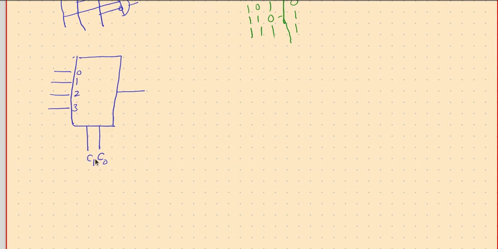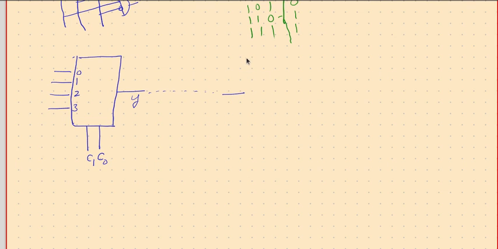So if the C0 C1 combination is 0 0, then this line gets connected here. So whatever is here comes out here. If this combination is 0 1, then line 1 gets connected here. Whatever is input at line 1 comes at output. If it is 1 0, line 2 is connected here. Whatever is input at line 2 comes out here. And if it is 1 1, line 3 comes out here. Whatever is input at line 3 comes out here. So that's our Y.